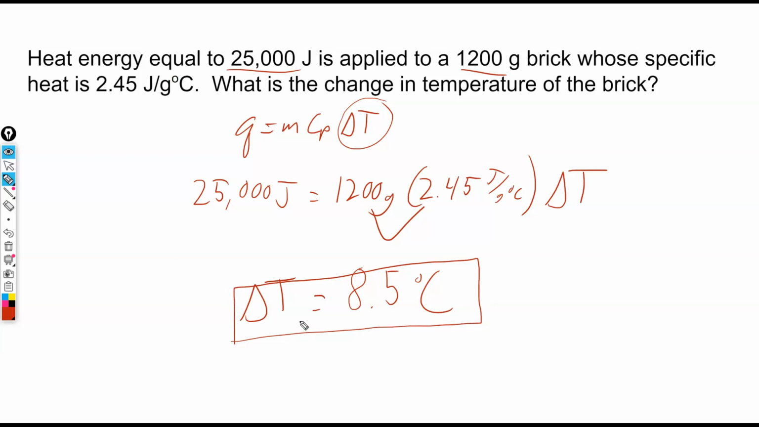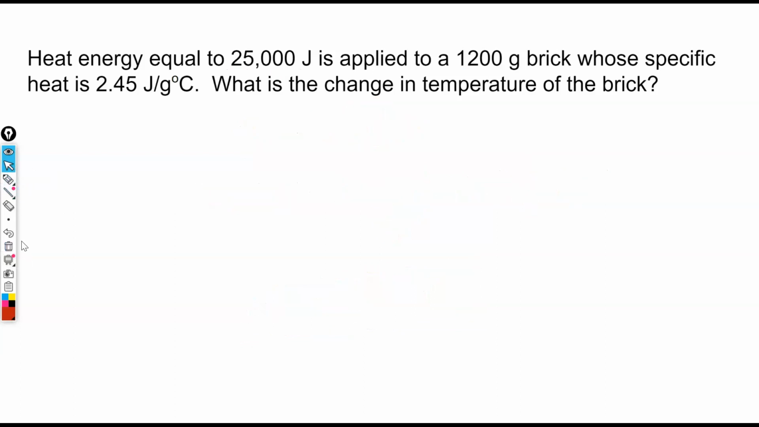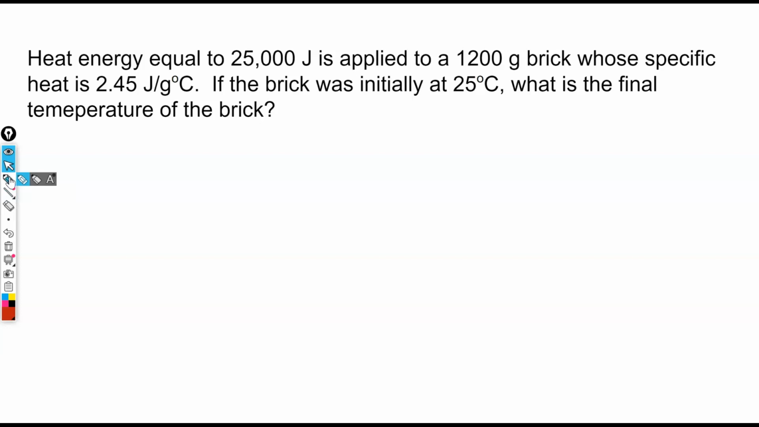Okay, that's pretty much it. You have to know what this equation means and everything else with it. So we'll do one more quick one. Now it's the same brick. Same energy is being applied, same mass of the brick, same specific heat. Specific heat won't change for a given substance. But now I want to see, if the brick was initially at 25 degrees Celsius, what's the final temperature?